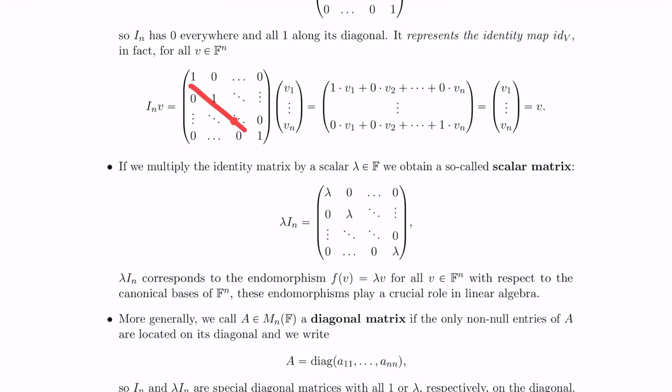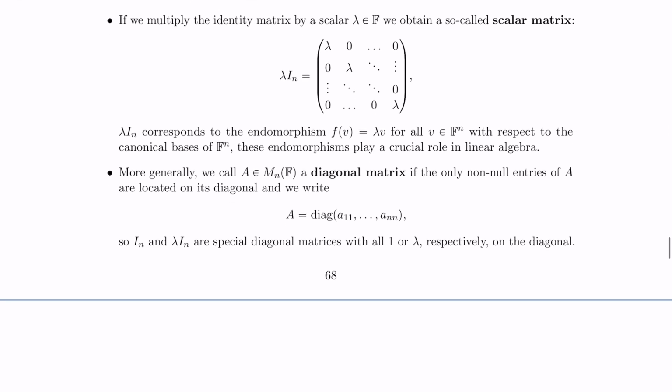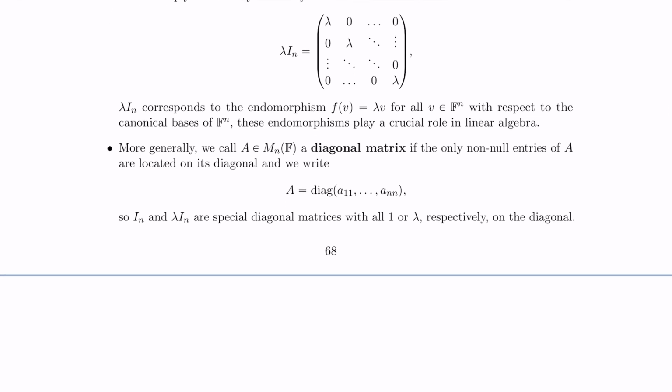Having all values 1 or all values lambda on the diagonal is a very special condition. In general, we define a diagonal matrix as a matrix with all zero entries except A11 up to Ann, which can be different on the diagonal. As an example, a diagonal matrix of order 3 is given by 1, 2, 1, and 0 outside the diagonal, like this.